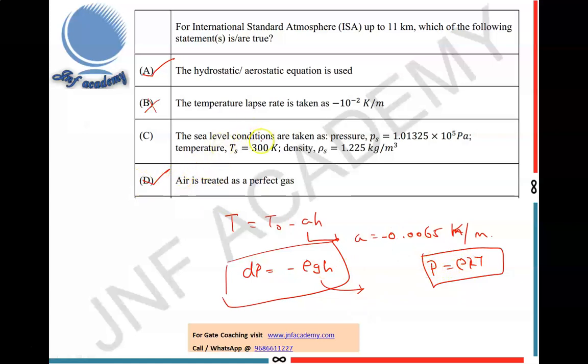Option C is wrong because the density and pressure values at sea level condition are the same. It is 1.01 bar and 1.225. Whereas temperature is actually 288 Kelvin, right? 15 degrees Celsius is the sea level standard condition. But here it is given as 300 Kelvin, whereas actually it is 288 Kelvin. That's the reason C is wrong. So the answer is option A and D. Okay.